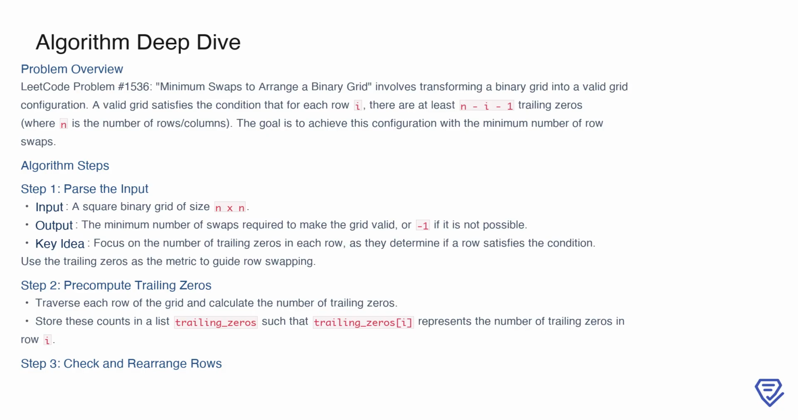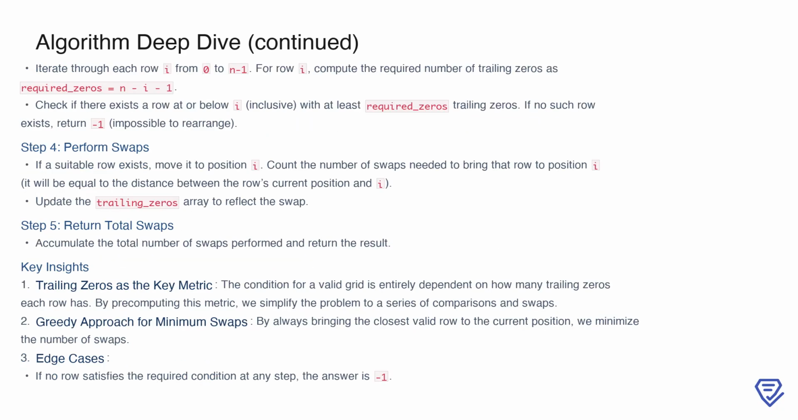Next, we pre-compute the number of trailing zeros for each row by traversing the grid and storing these counts in a trailing_zeros list. This list will be central to our approach, as it captures the information needed to evaluate and rearrange the rows. Now, we iterate through the rows of the grid to ensure the validity condition is satisfied for each one. For a row at index i, the required number of trailing zeros is n minus (i plus 1).